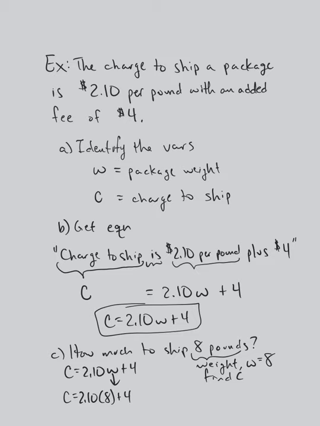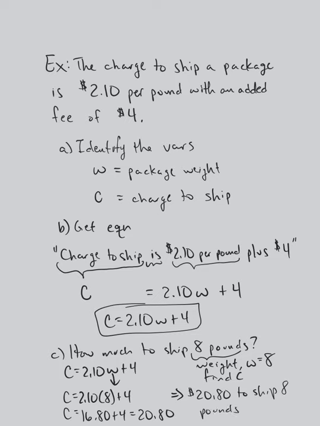Then we just follow the order of operations, or you could type that whole right side in on your calculator. We're going to get 16.80 plus 4. Let me check that. I did it in my head. Yes. And then whenever you add those two numbers, you're going to get 20.80. We're almost there, but then you want to answer in the context. What is that saying? It costs $20.80 to ship 8 pounds.